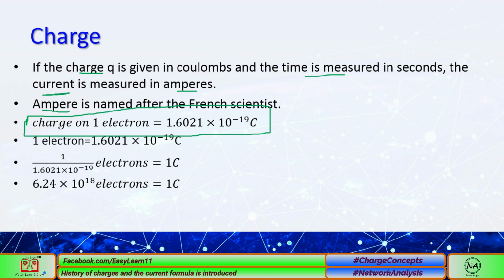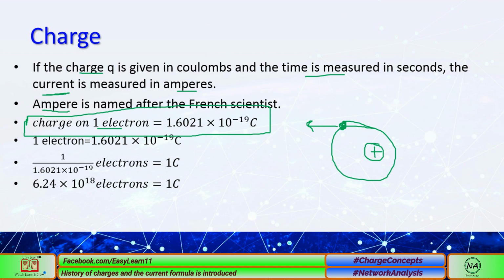Charge on one electron, we discussed, suppose this is the atom and these are the electrons. Charge on one electron is 1.6021 into 10 raised to power minus 19 coulombs. This is what we discussed a little bit earlier. Do you remember that? If you forget, go back and recap.